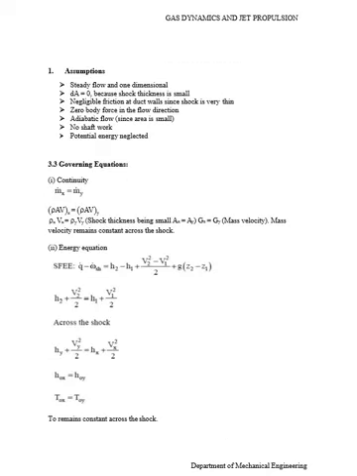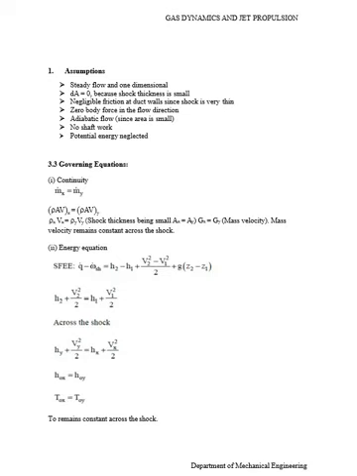The assumptions of the normal shock: steady and one-dimensional flow, and change in area equal to 0 because the shock thickness is small, and negligible friction at the duct wall since the shock is very thin. Zero body forces in the flow direction, adiabatic flow, no shaft work, and potential energy neglected.